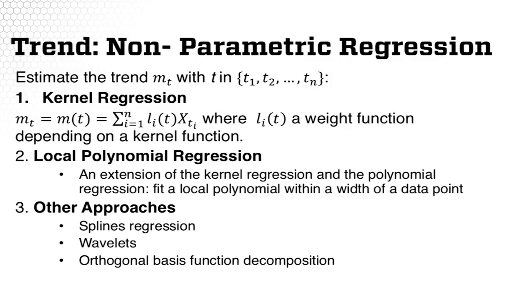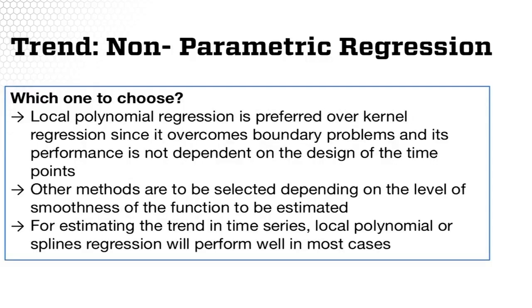Another approach is local polynomial regression, which involves fitting a polynomial within a moving window at each time point. Kernel regression is a particular case of this approach. Last, there are many other approaches, for example, nonparametric regression using splines, wavelets, or Fourier orthogonal functions. But which one to choose among so many approaches?